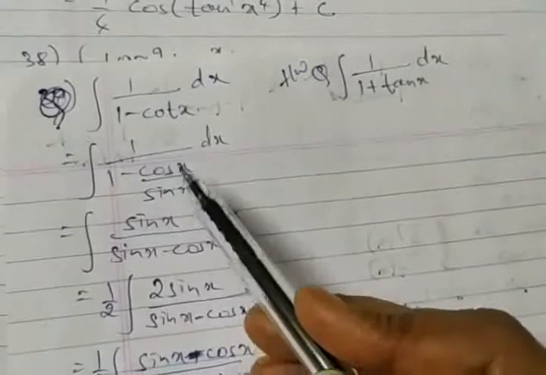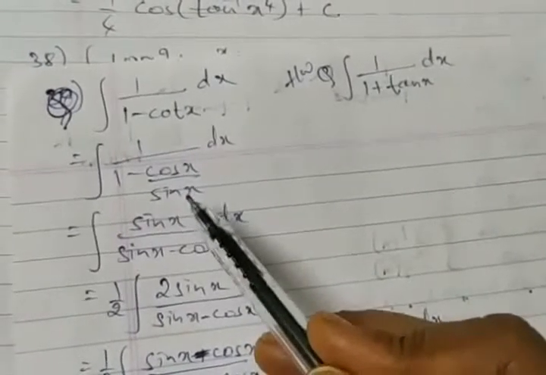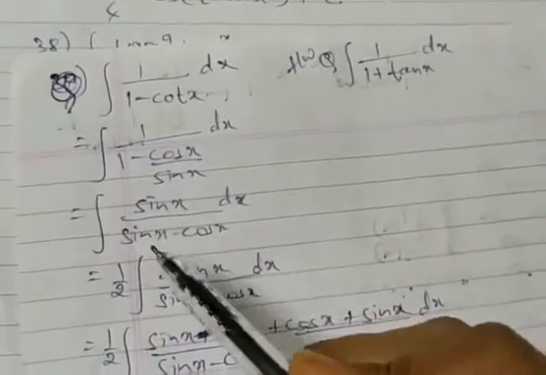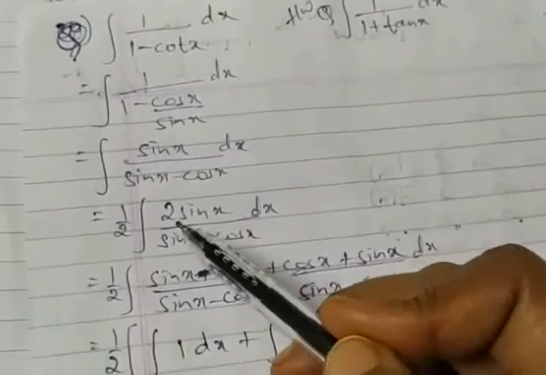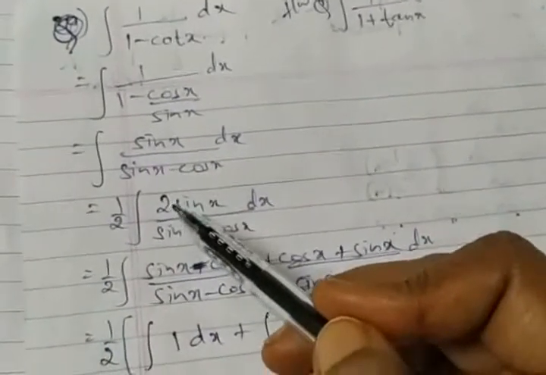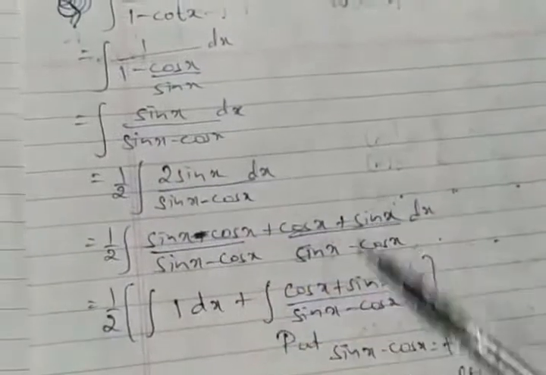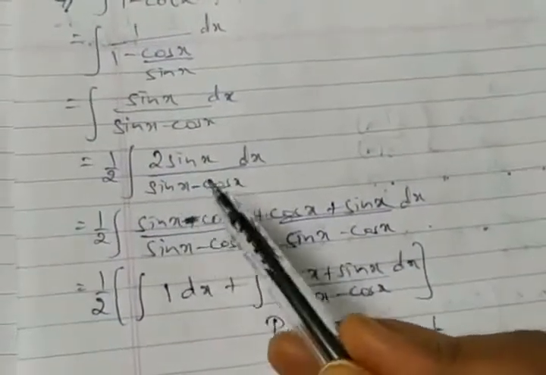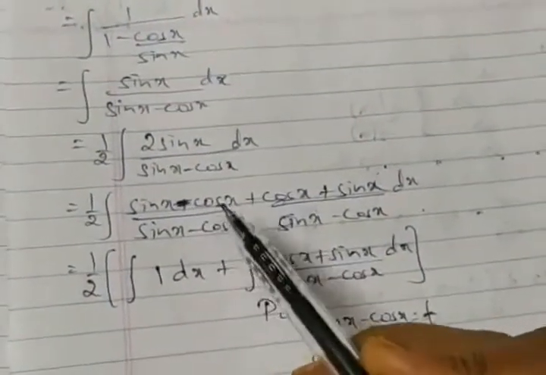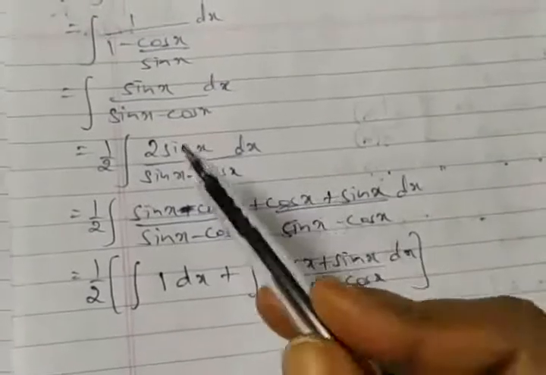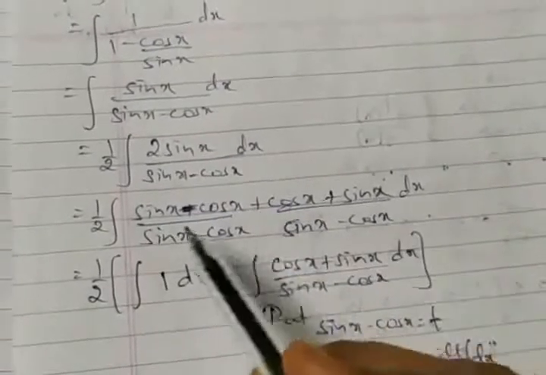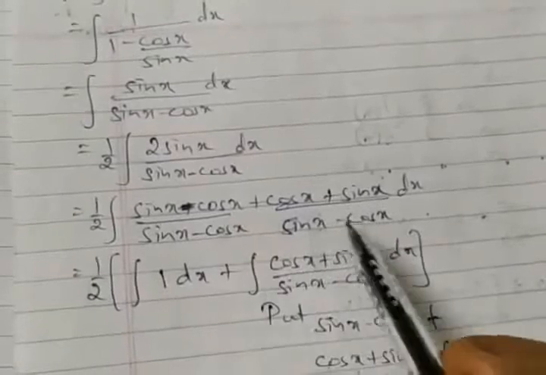Take tan x as sin x by cos x, or rather cot x as cos x by sin x. Take LCM: sin x in the denominator, sin x minus cos x. The 5-star step, what is that? Multiply by 2 and balance it by 2. Next, in the denominator we have sin x minus cos x, so minus cos x and plus cos x, plus sin x kept as it is. So I am splitting the denominator terms.